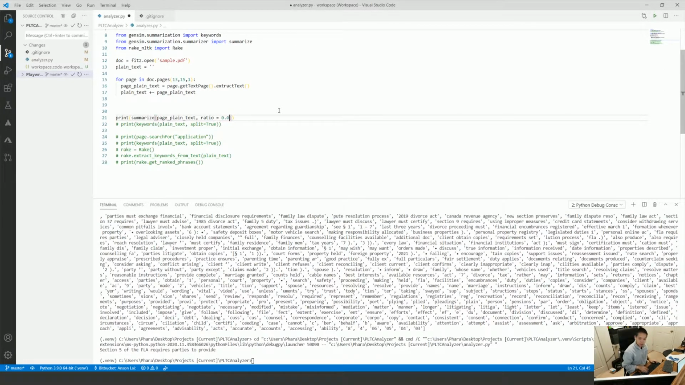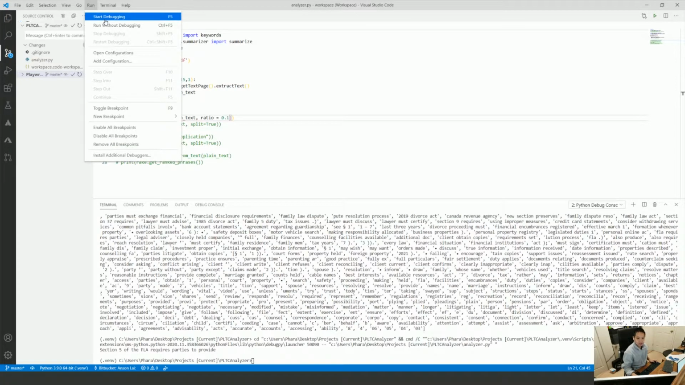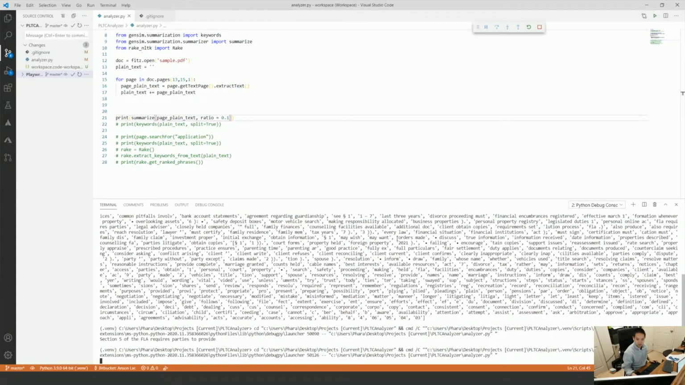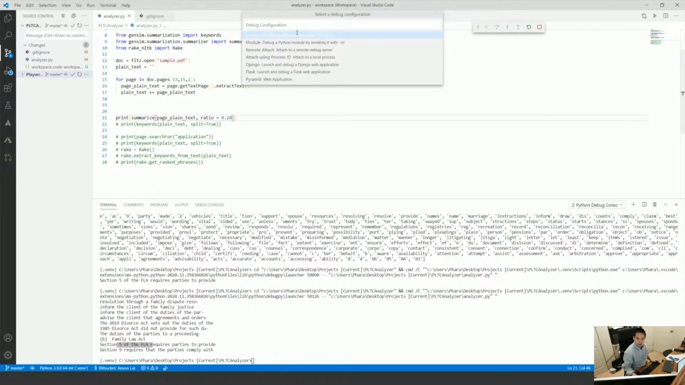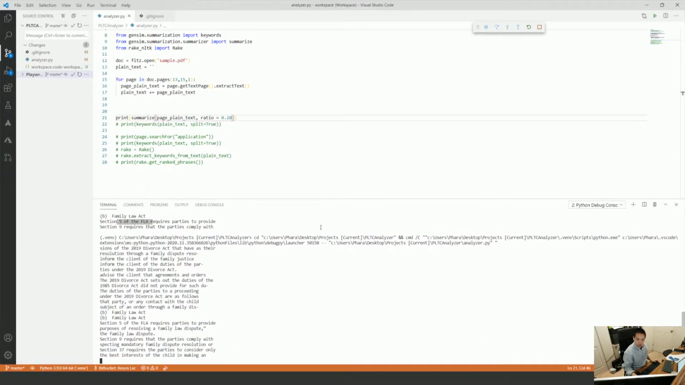But let's bump this up to like 10%. That's not as impressive. Resolution through a family dispute resolution, inform the client of family justice, inform the client of the duty of the parties, advise clients, sets out the duties. Actually, now that I look at it, that's not bad either. And if we go lower, what's a reasonable summary? Probably like 1/5 the size. We start getting this.